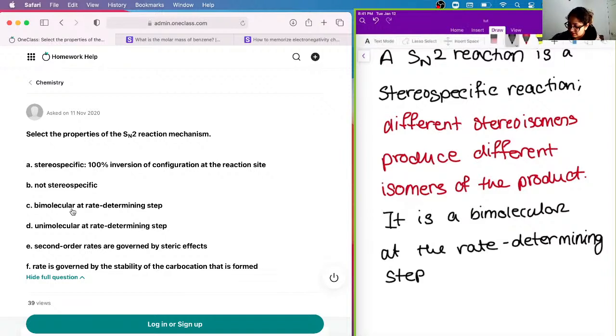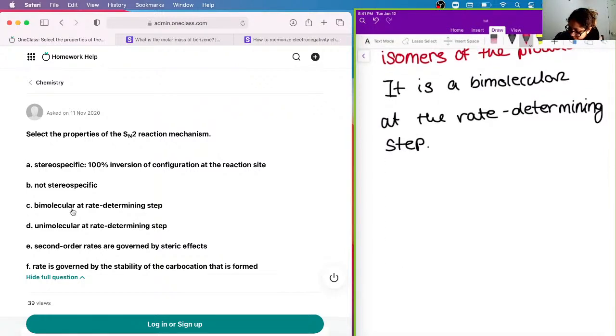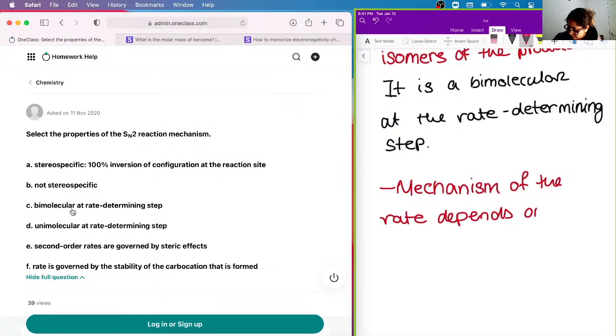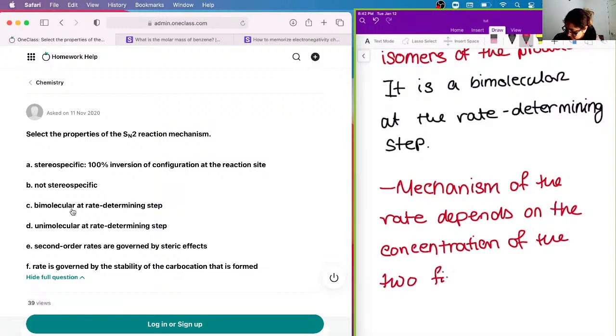So what we can say is that this is a mechanism where the rate depends on the concentration of the two first order reactants.